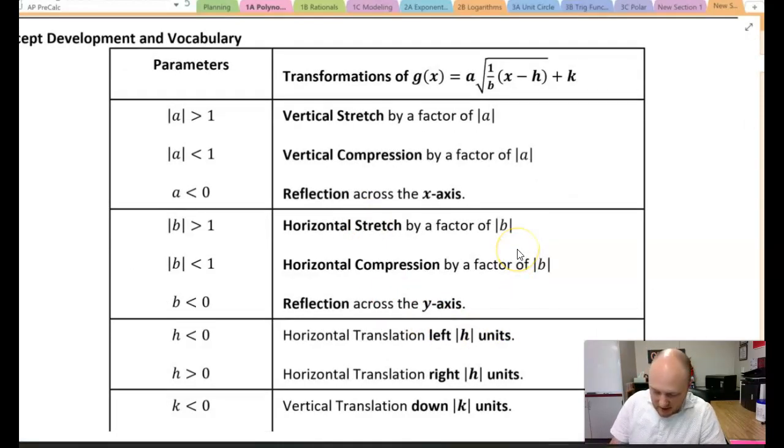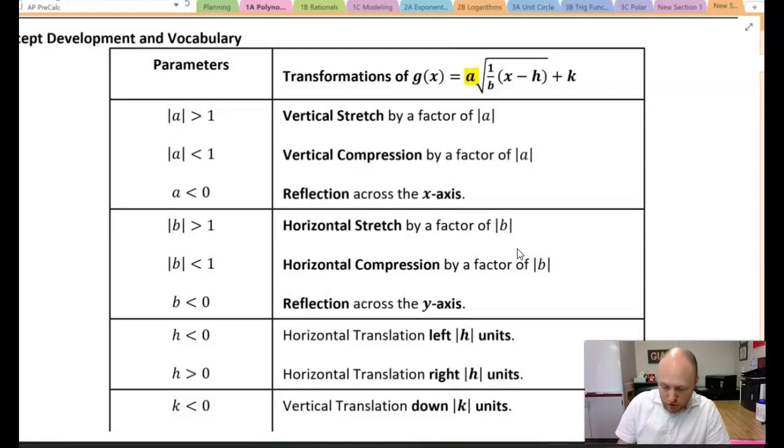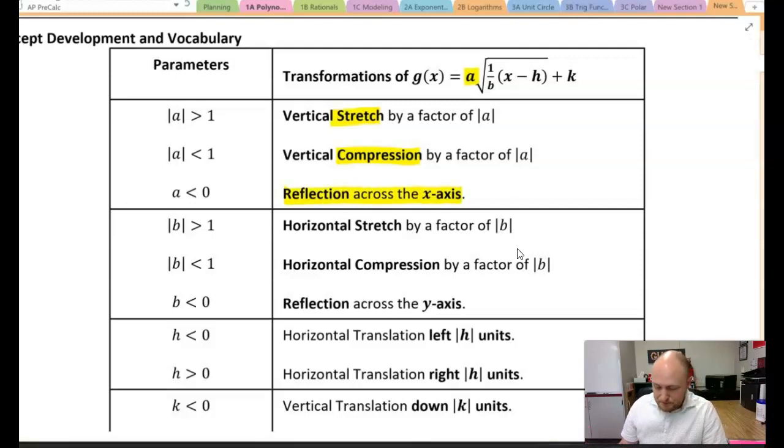We have parameters of A, and remember your A value is a multiplier to your outside values, and this is going to control vertical stretching and compressing. If A is bigger than 1, you're obviously going to get that stretch. If it's between 0 and 1, you're going to get a compression. And if A is negative, then that's going to result in a reflection.